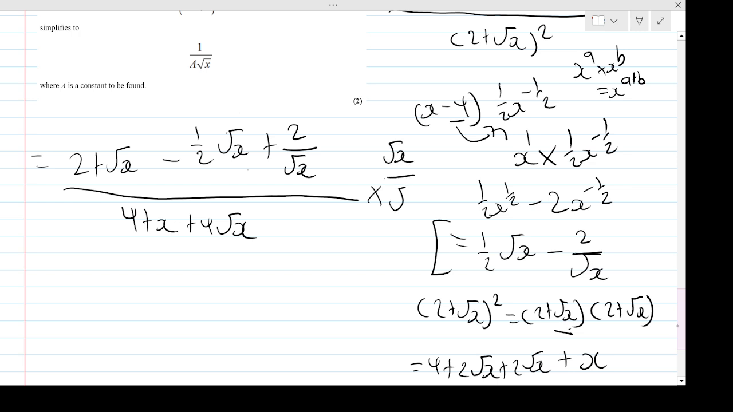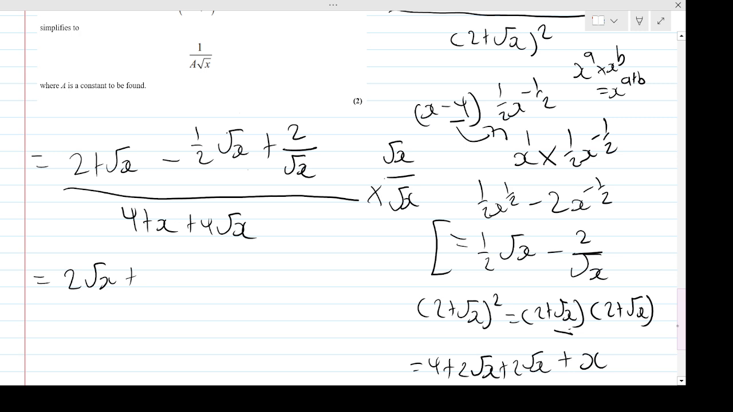For times by root x over root x, bearing in mind with any fraction, you can times the top and bottom by the same number, because this fraction root x over root x will just go to 1, wouldn't it? Because root x is the same number, the top and bottom. So I'm not doing anything bad there, because I've just essentially times it by 1. But if you times by 1, you get the same number anyway, or the same fraction. So I've done nothing wrong here. But if I times then everything on the top by root x firstly, I'm going to have 2 times root x. Then I'm going to have root x times root x.